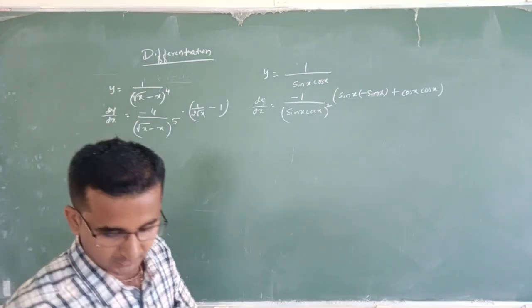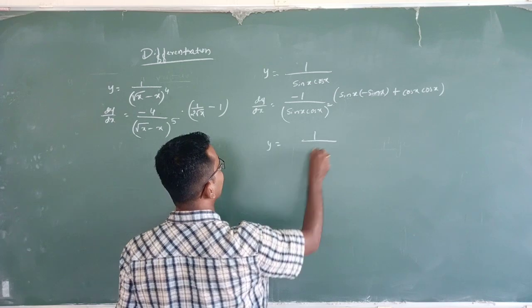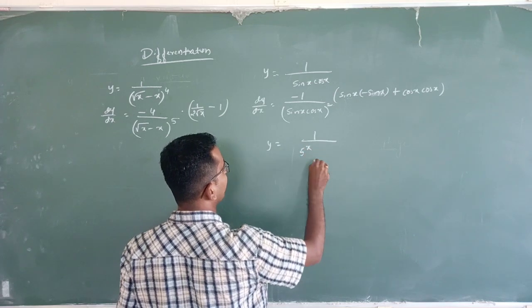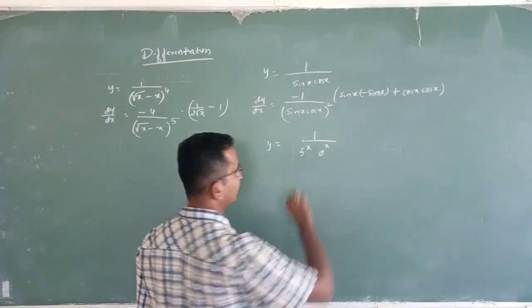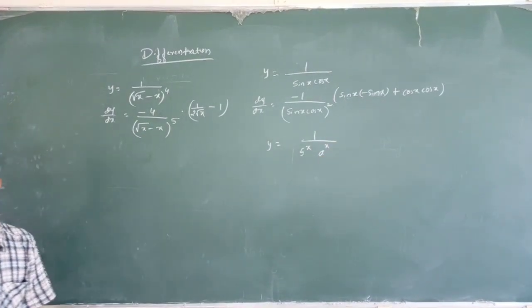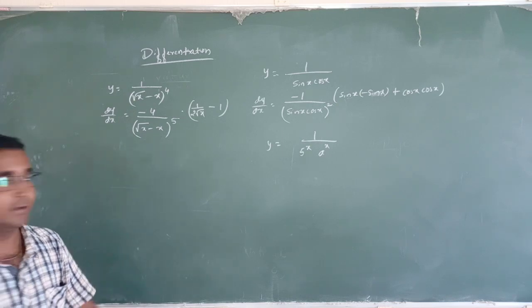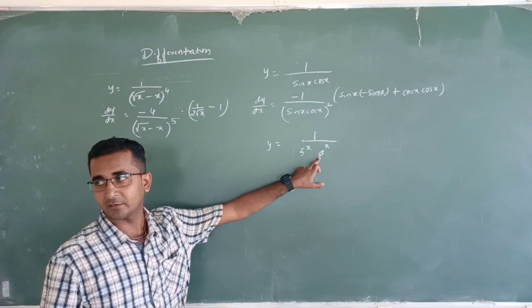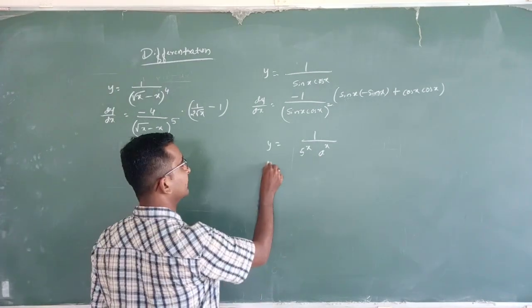Okay, next one is y equals 1 divided by 5 raised to x into a raised to x. Again it is in the form of 1 divided by x raised to n, but x is in the form of u into v. Then dy by dx is what?